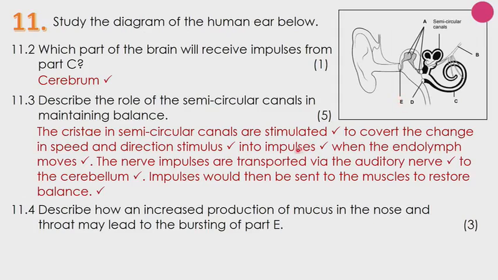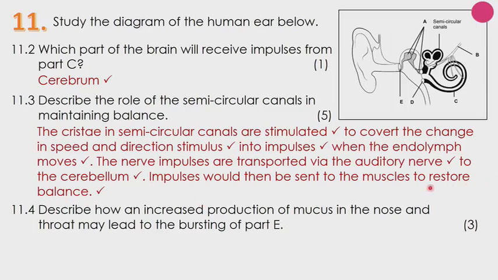Remember, whenever a receptor is involved, that is usually one of the marks, by indicating that the receptor will take a stimulus and convert it into an impulse. That is going to be transmitted via the auditory nerve, if you mention the name of the nerve, to the correct parts of the brain, the cerebellum, and it helps to restore balance. So you got a mark for actually saying that balance is restored.